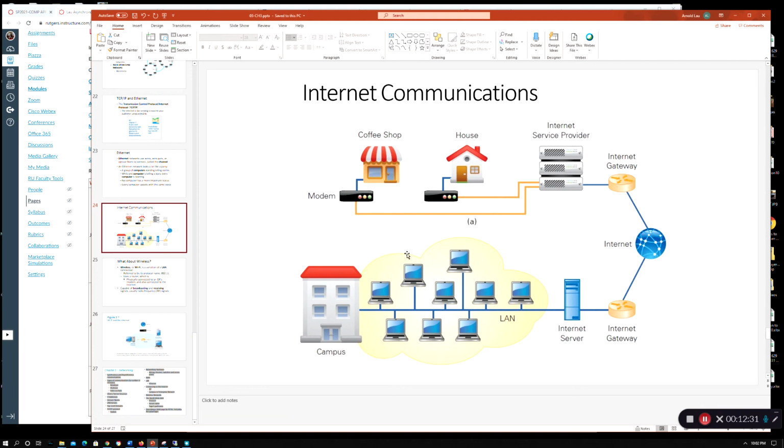Okay, so this just draws a picture of how, on the bottom part, it might look from a university level, right? So here's your campus, here's your local area network on your campus. It goes into this internet server, into the gateway, and out onto the internet. For you at your house, you have a modem that connects up to the internet service provider, let's say Optimum or something like that, and then into your internet gateway and into the internet. So that's how you can look at the difference between what you have versus what might be the setup at the university. The obvious difference really being the local area network. Okay.